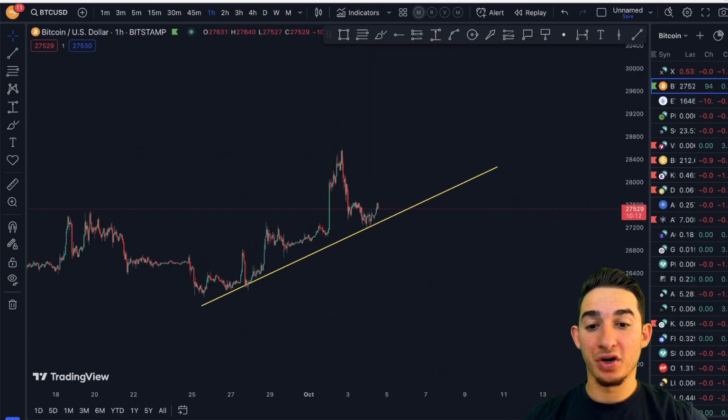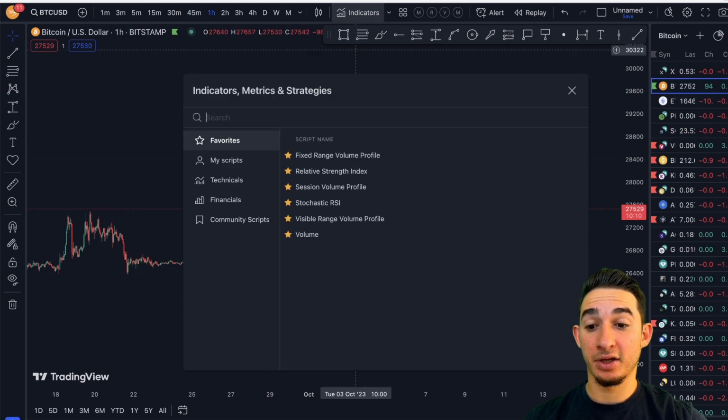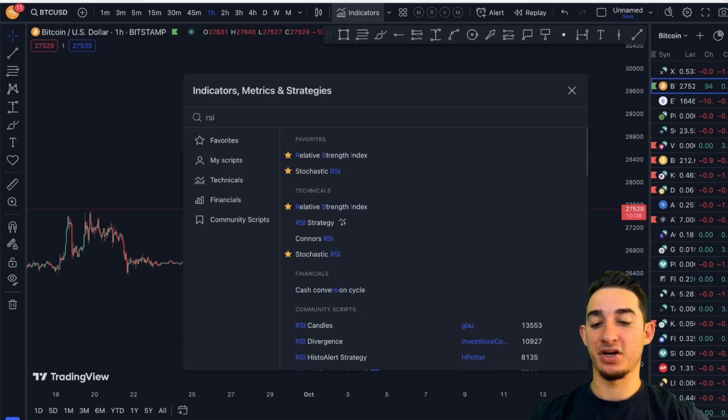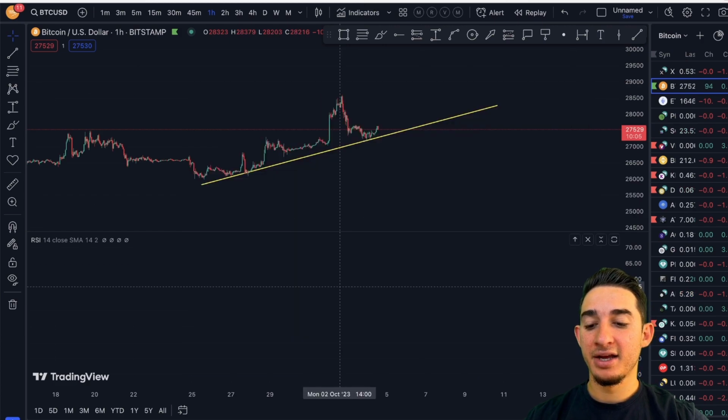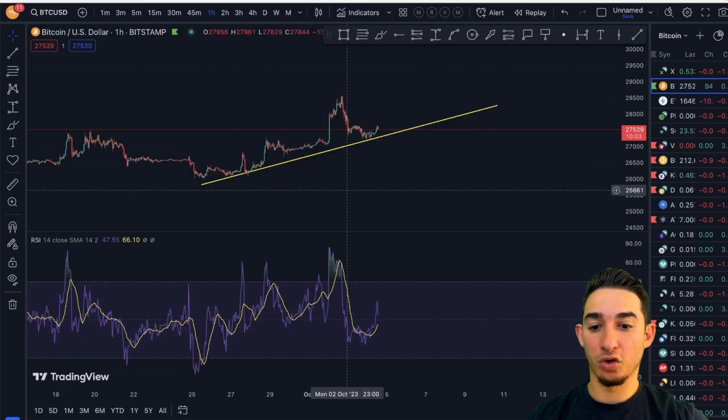Now right here, you're going to have all the indicators. So right here, it's going to tell you indicators, and let's say you want to look at RSI. You're going to go ahead and type in RSI. And in the RSI, you're obviously going to see the relative strength index.